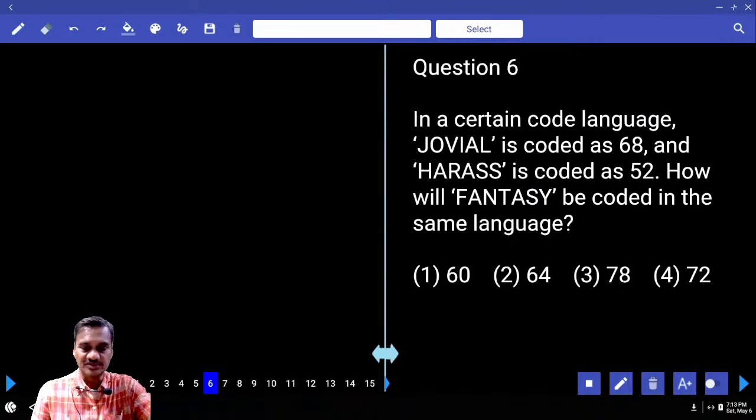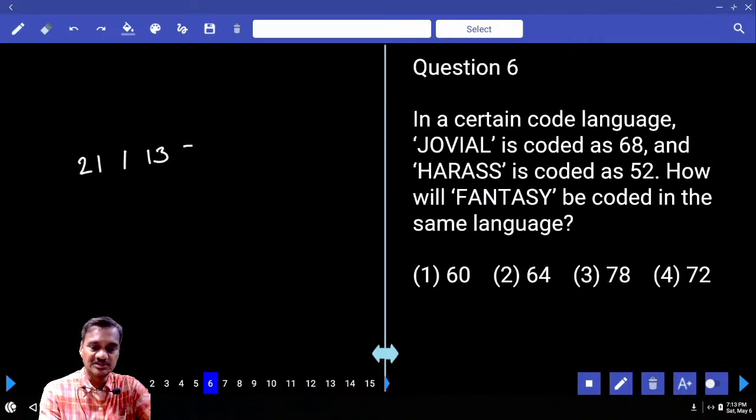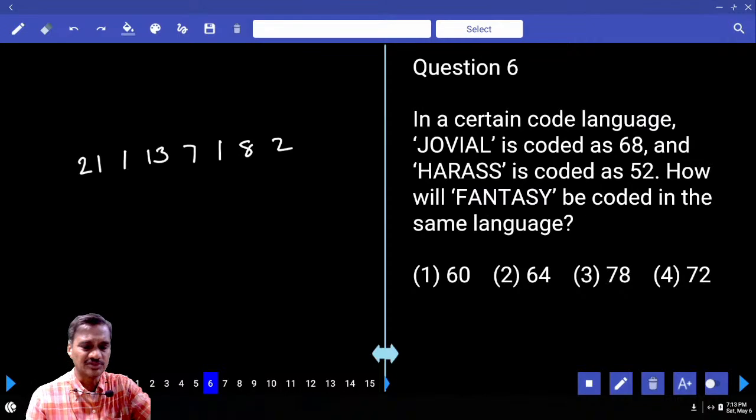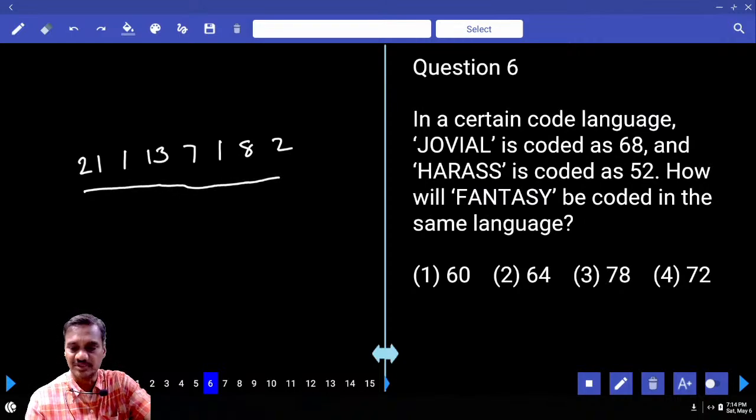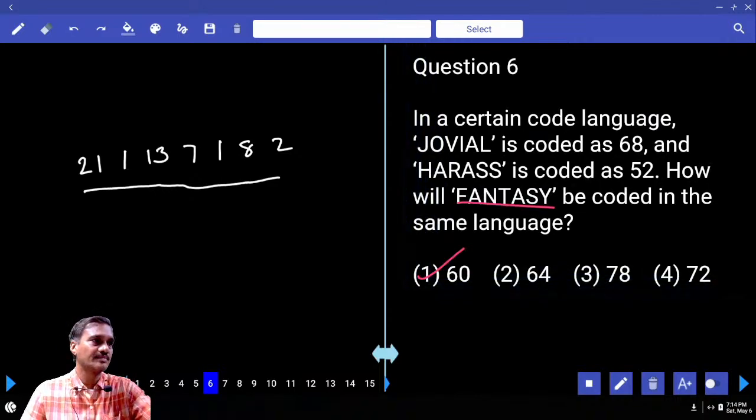Now in this word fantasy, the value for F is almost 21, A is 1, N is 13, T is 7, A is 1, S is how much? S is 8 and Y is 2. Now with the help of this, what is the value here? 21 plus 1, 22 plus 13, 35 plus 7, 42, 43. 43 plus 8, 51 plus 2, 53. 53 plus 7, 60 is the answer. The sum of the place values is added to the number of letters. 60, that is choice 1.